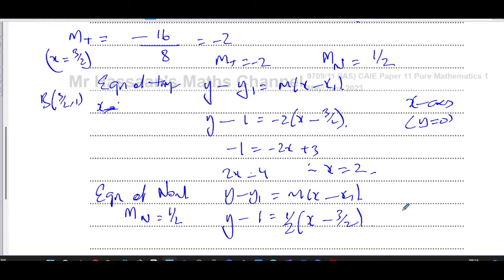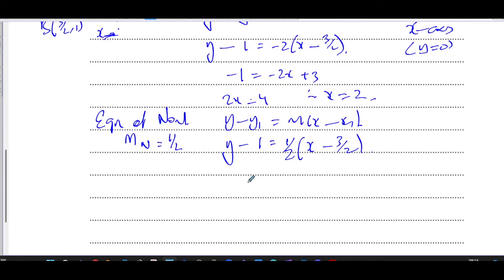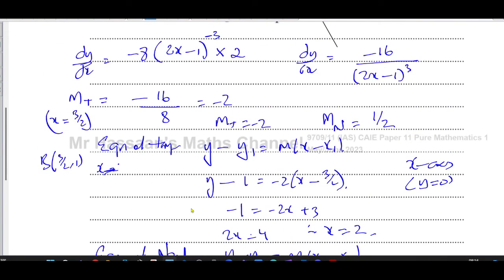Again we can put y as 0. So we're left with -1 equals 1/2 times x minus 3/2. Let's multiply both sides by 2, so -2 equals x minus 3/2. Therefore, x is equal to -2 plus 3/2, which is -4/2 plus 3/2, that's -1/2. So I know that this coordinate here is -1/2.